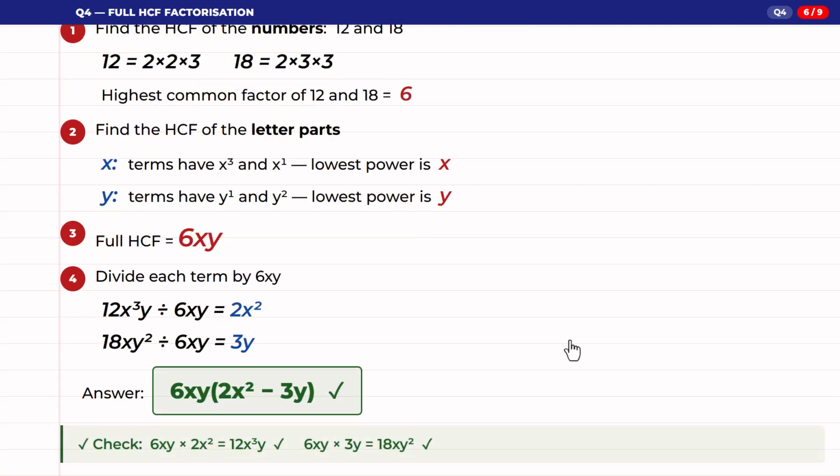Always verify by expanding back. 6xy times 2x squared gives 12x cubed y, correct. 6xy times 3y gives 18xy squared, correct. The check confirms our answer.